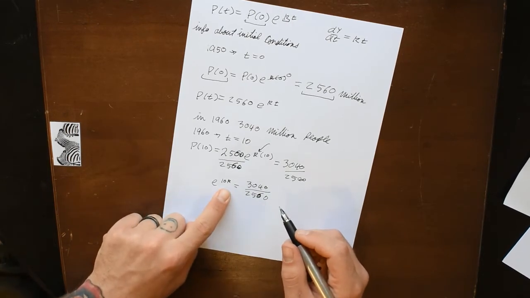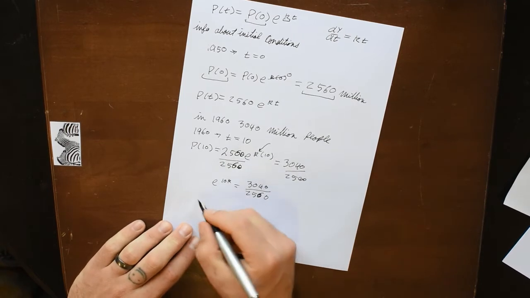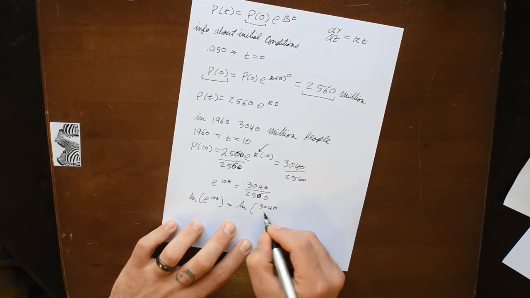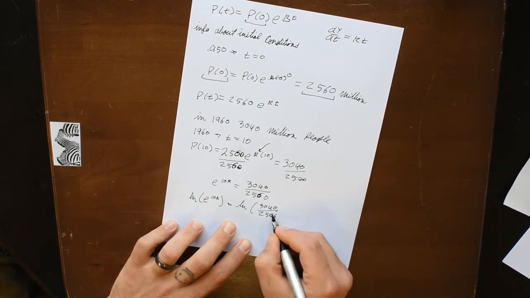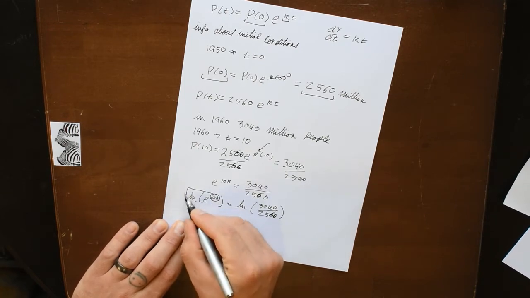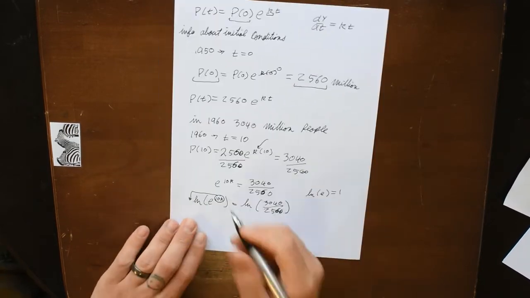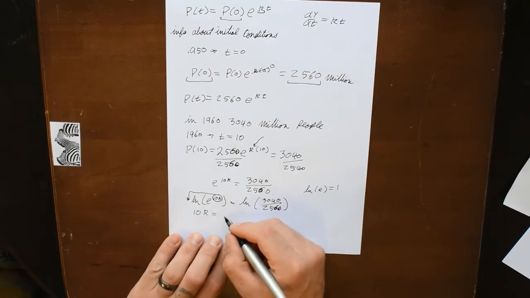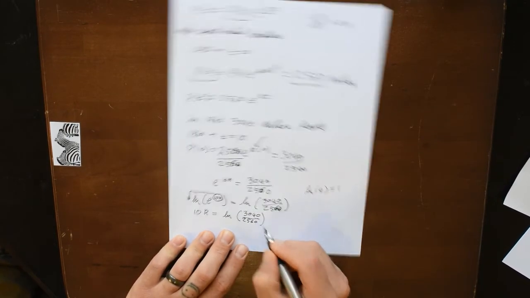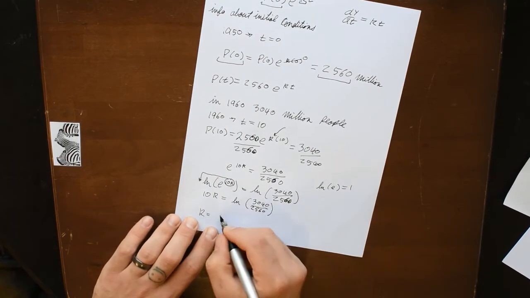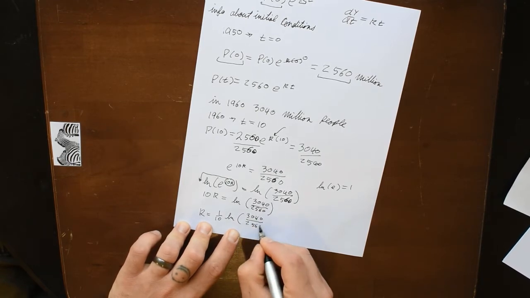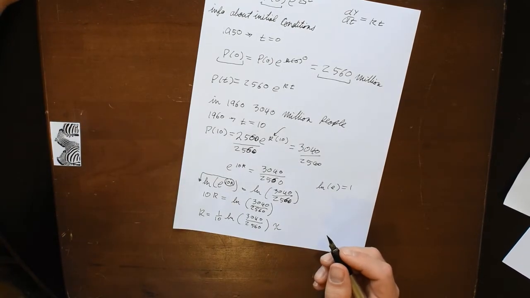And then we need to get this exponent down. Let's take the natural log of both sides. So we get the natural log of e^(10k) is equal to the natural log of 3,040 divided by 2,560. Exponents can be brought down as coefficients, and the natural log of e is equal to 1. So we get that 10 times k is equal to the natural log of 3,040 over 2,560. We want to solve for k. K is 1/10 of that value, which is approximately equal to 0.017.